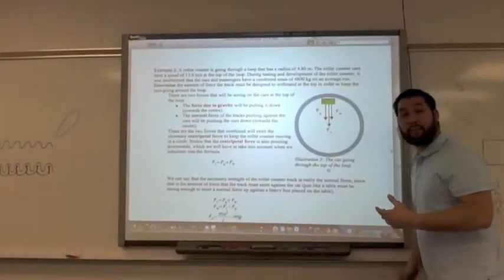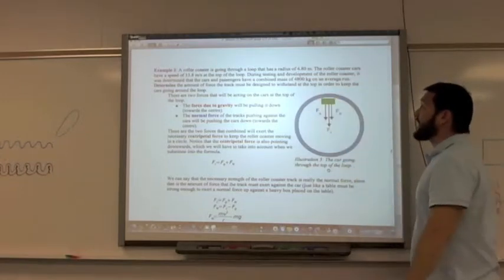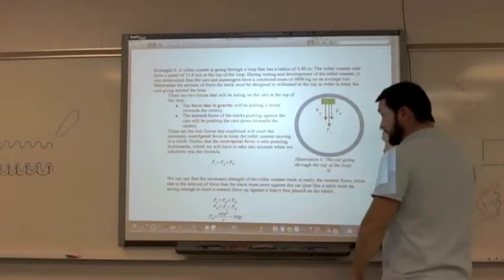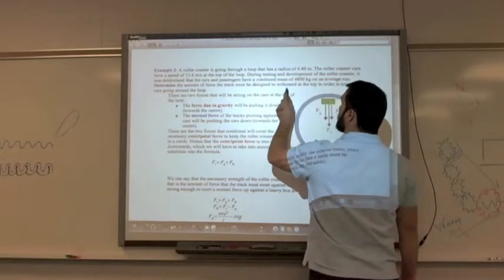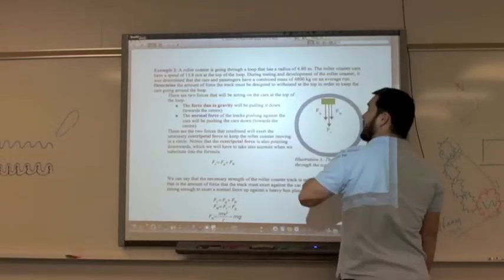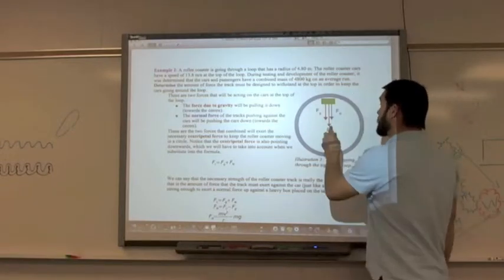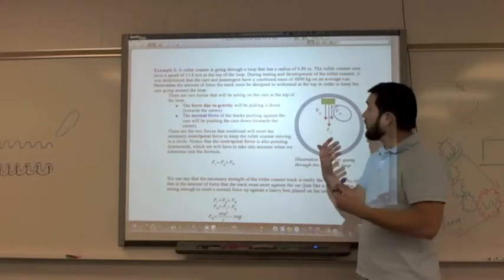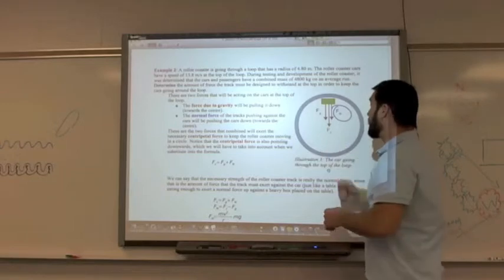If we look at an example here, in this particular one we're looking at a roller coaster. It has a radius of 4.80 meters. We read through here. The question asks, determine the amount of force the track is designed to withstand at the top to keep the car from going off the loop. So how much force must the track be able to withstand? It has to be able to withstand Fn, because in this particular case, that's the downward force that it's got to exert on the car.